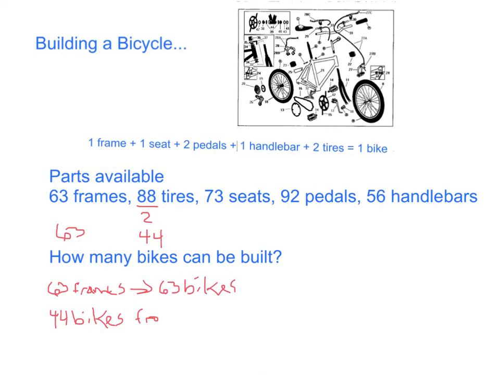But let's continue on. 73 seats, but since there's one seat per bike, we can make 73 with that. We have 92 pedals. 92 divided by 2 is 46 bikes. And then we have 56 handlebars, one for one, so that's 56. So we know tires are going to prevent us from building more bikes. That's our limiting reactant, and we can only build 44 bikes. Unless you want to build them without tires, and then you'd run out of pedals after a while and just wind up with some seats.